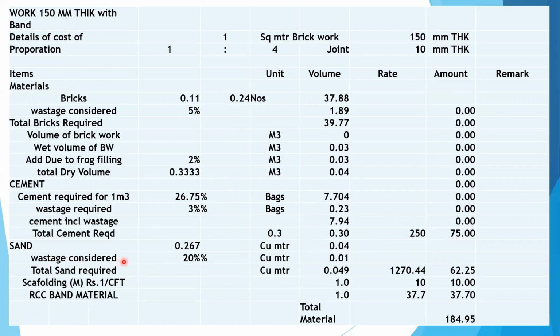Sand: 0.267 cubic meter at the rate of 0.04. Wastage is 20%, 0.01. Total sand is 0.049 at the rate of 1270 rupees, will be 62.25. Scaffolding 1 rupee per CFT will be 10 rupees. RCC band material will be 37.670. So the material cost per square meter will be 184.95.